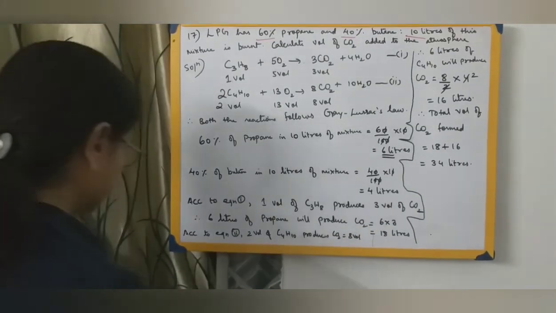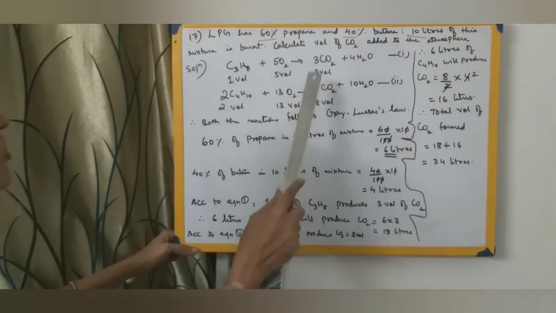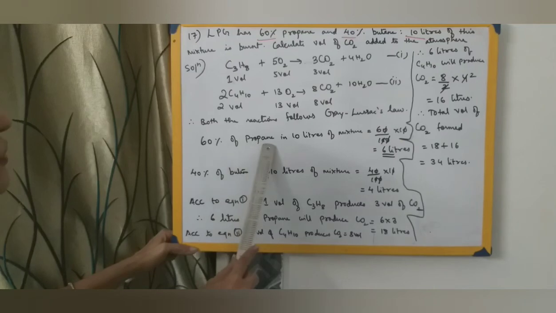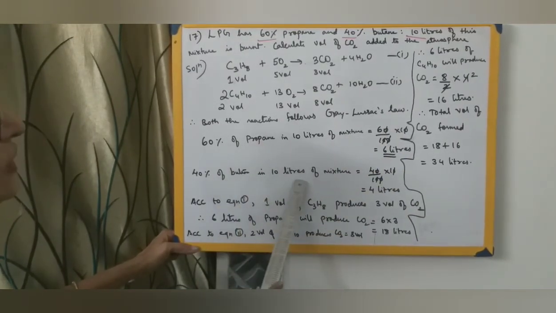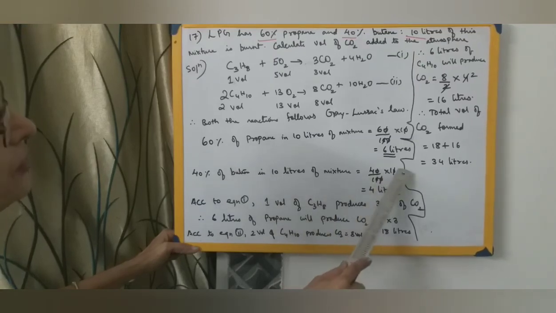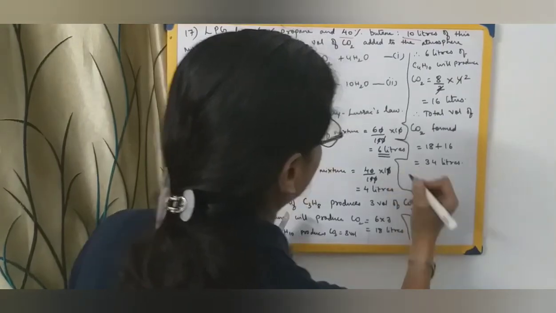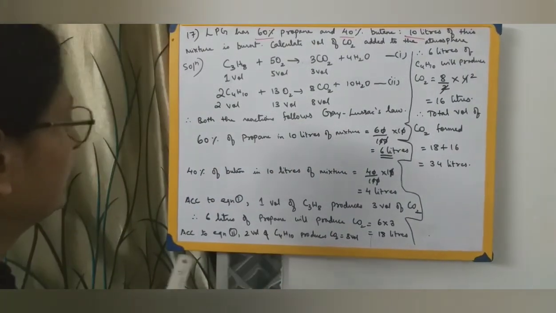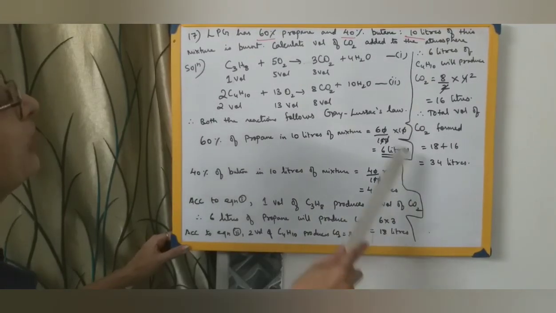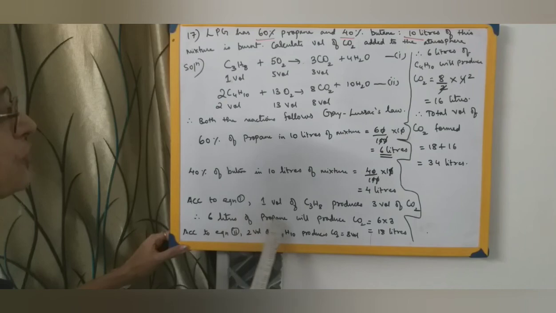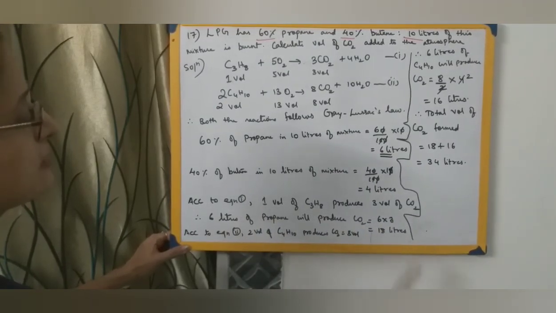Okay, let me just repeat it once again. We are writing down the equation. Both the equations are following Gay-Lussac's law. 60% of propane in 10 liters, 60 by 100 into 10, we get 6 liters. 40% of butane in 10 liters of mixture is 40 by 100 into 10, so we are getting 4 liters. Now according to equation 1, 1 volume of propane produces 3 volume of carbon dioxide. Therefore 6 liters of propane will produce carbon dioxide, that is 6 into 3, that is 18 liters.